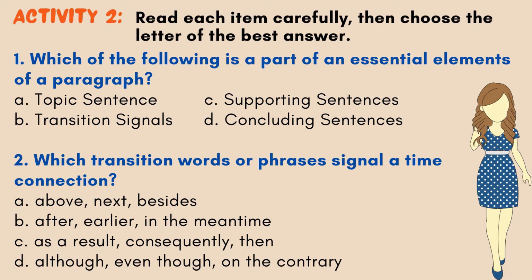Number 2. Which transition words or phrases signal a time connection? A. Above, next, besides. B. After, earlier, in the meantime. C. As a result, consequently, then. And D. Although, even though, on the contrary.